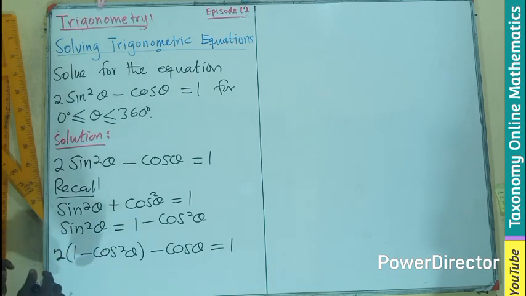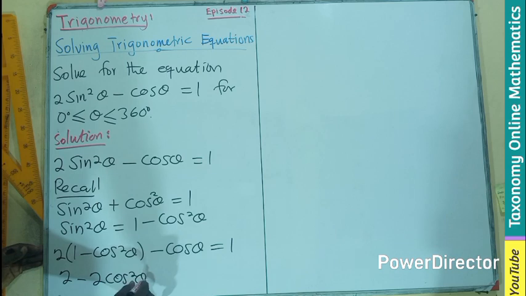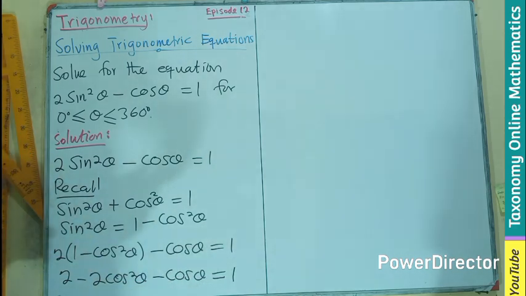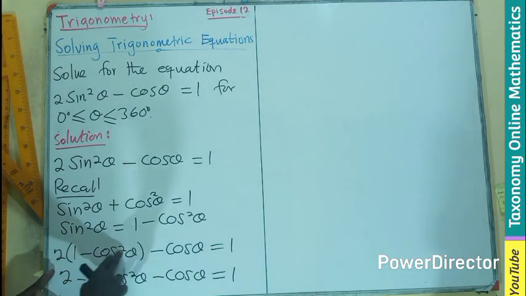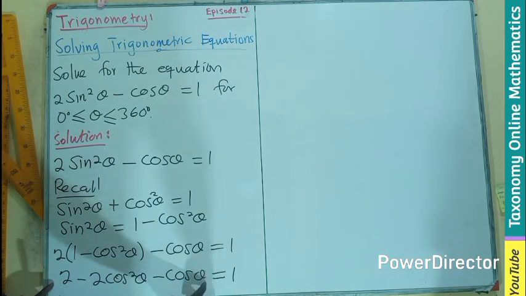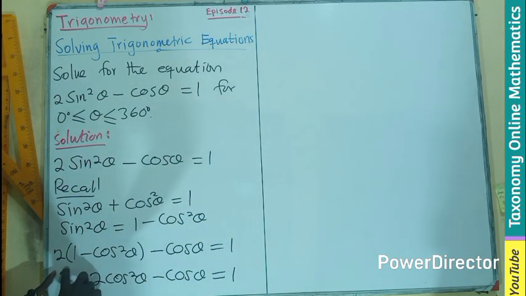I can expand here to make it 2 minus 2 cos square theta minus cos theta equals 1. Seeing the cos and cos, one is having a square, that is giving us a quadratic equation. So what should I do? I wanted this to be positive, so I'm going to transfer all of these things from the left towards where the 1 is, leaving 0 behind.